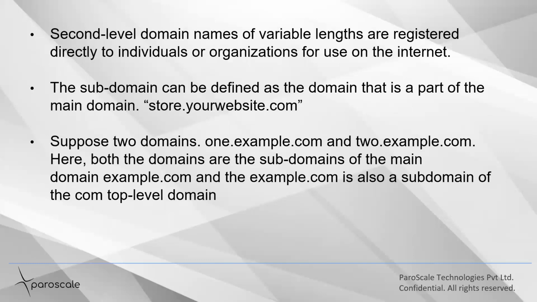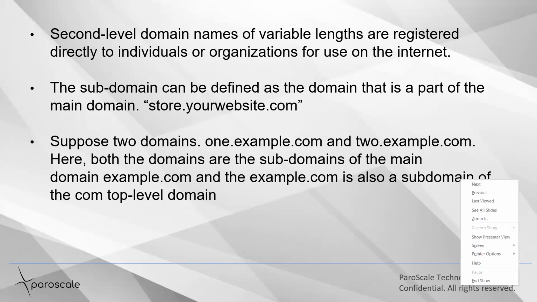Then what is a second level domain name? Second level domain names are of variable length and are registered by an organization or an individual. Like the domain name www.google.com. The .com is the top level domain, whereas Google is an organization that has registered this domain. So this is the second level domain, which is Google.